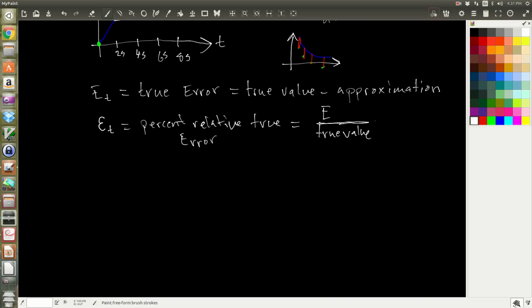Anyways, so the percent relative true error is the true error divided by the true value times 100%, and that gives us a sense for how big the error is relative to the exact solution.